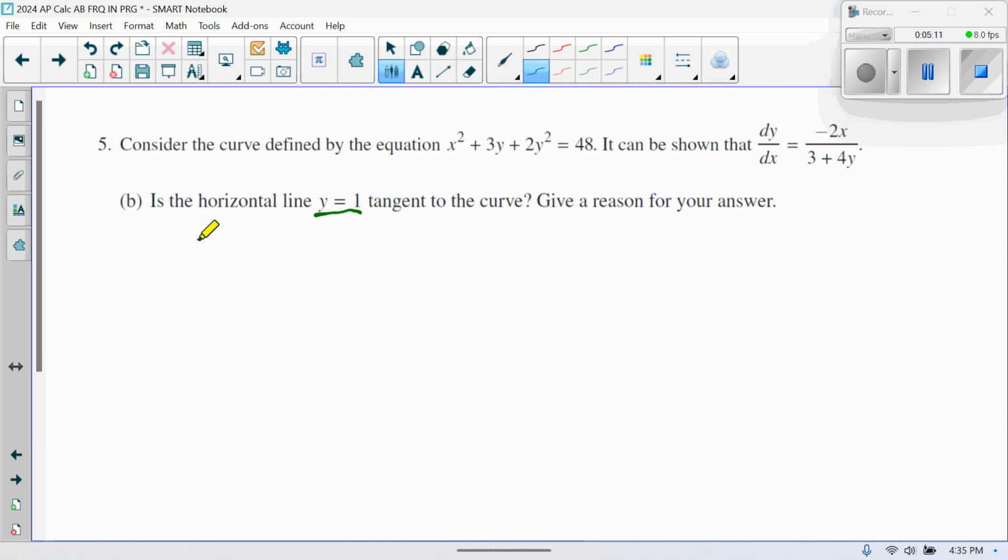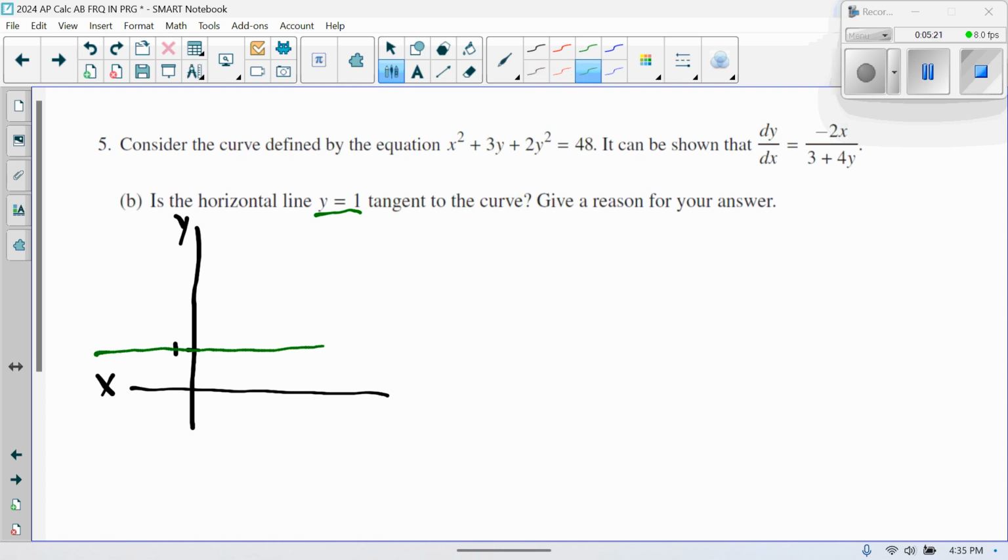First of all, let's visualize this. Here's my y-axis. Here's my x-axis. Here's where y is 1. Here's the line y equals 1 right here. Now, remember, if I have a curve, a line tangent touches it at one spot. That's it. It doesn't go through it and touch it at multiple spots. Just at one spot.